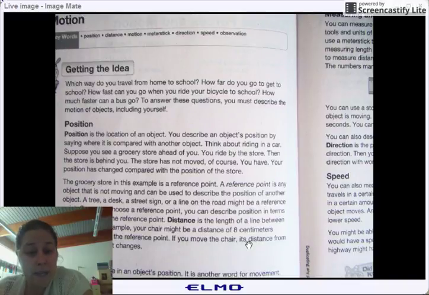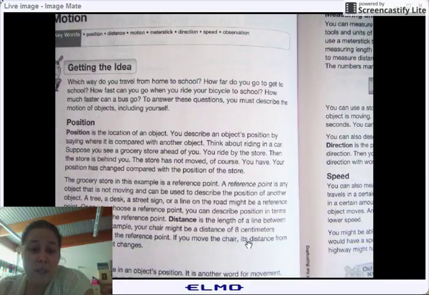A tree, a desk, a street sign, or a line on the road might be a reference point. Distance is the length of a line between 2 points. For example, your chair might be a distance of 8 centimeters behind your desk, the reference point. If you move the chair, its distance from the reference point changes.